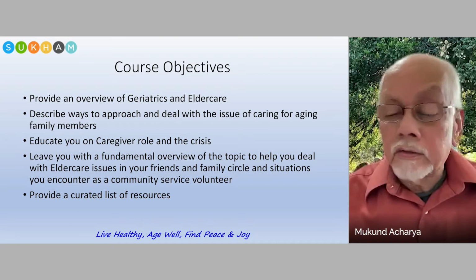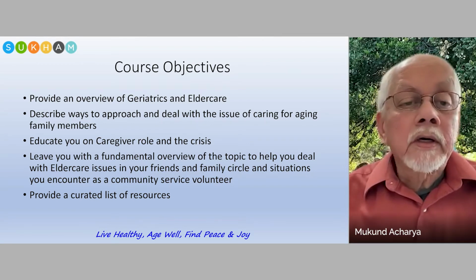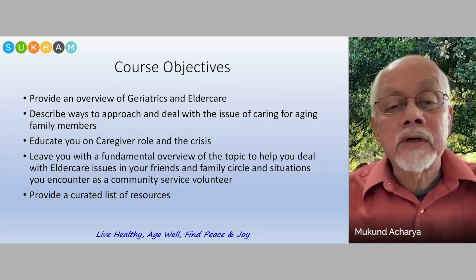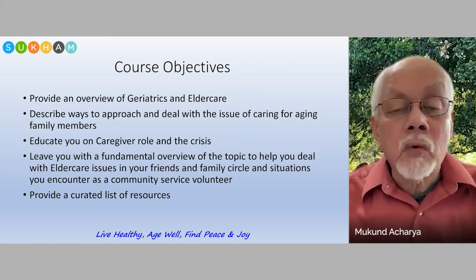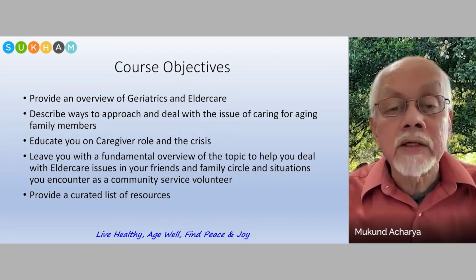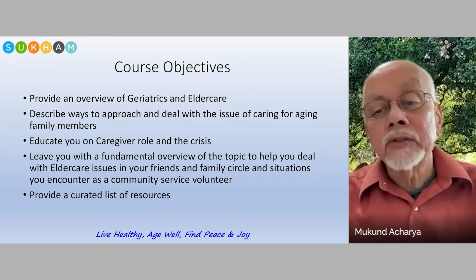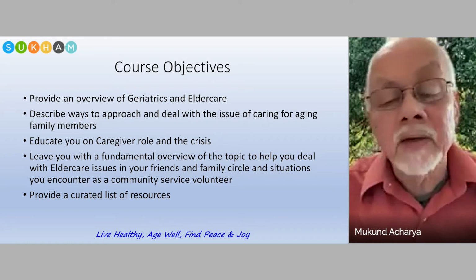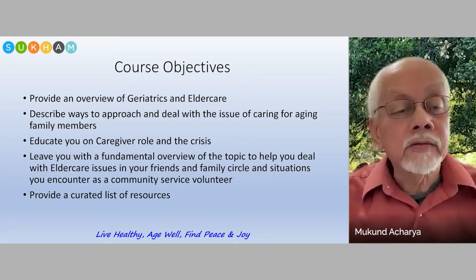So I'll start out by talking about the objectives of the course today. First, we'll talk about geriatrics, and there are also a couple of other related terms that I'll define in elder care. So give you an overview of what that is, so when you hear people talk about this, you understand what they're referring to. And then describe ways to approach and deal with these issues when we're caring for our aging family members, as Maji is doing right now, and as I had the privilege to do for my father very many years ago.